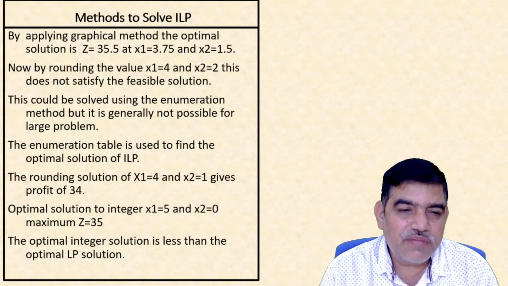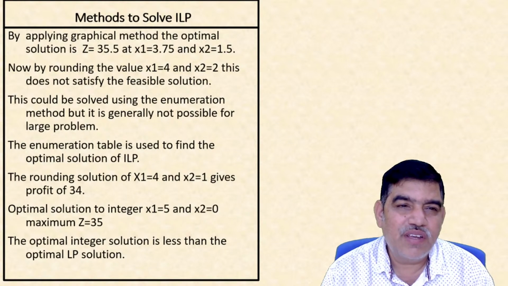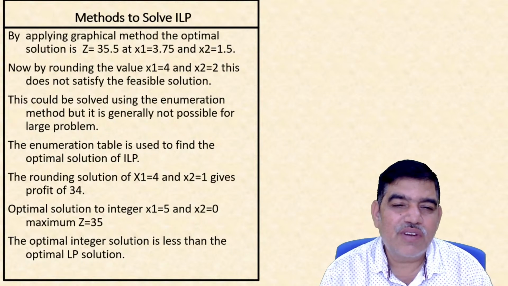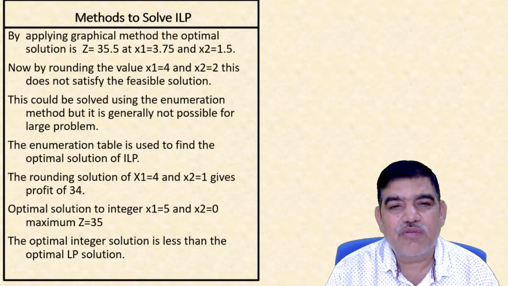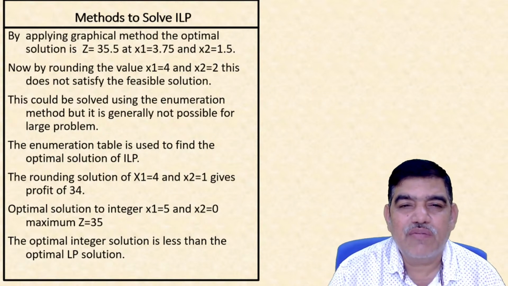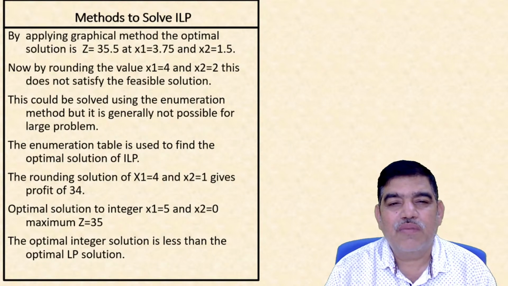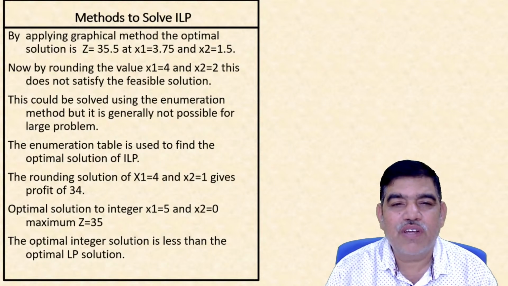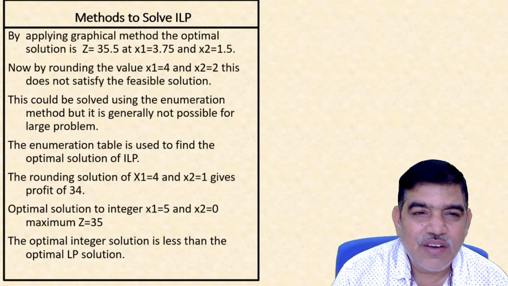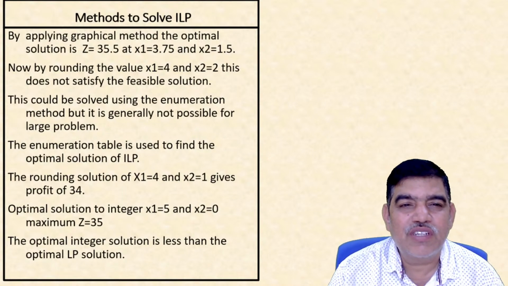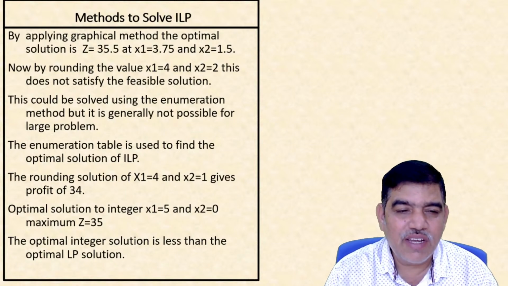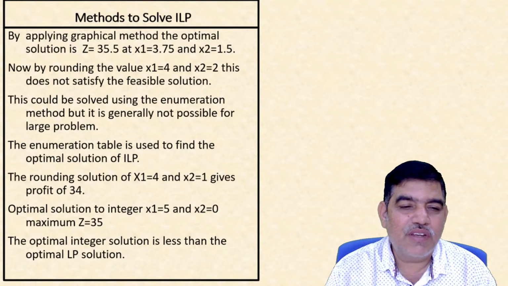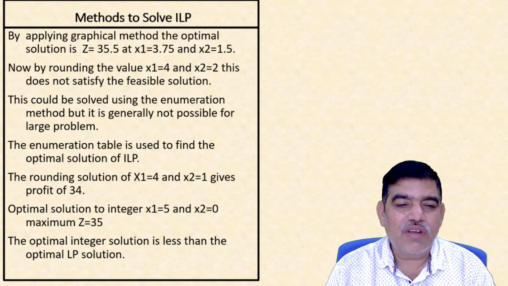The rounding solution. If I am rounding the solution, what is x1? 3.75 is nearest to 4. So if I round the solution, x1 equal to 4 and x2 equal to 1, because x2 is 1.5. So I downsize the value of x2, that is 1, and upsize in the case of x1, because it is 3.75, so x1 is 4. Then what do we get? We get the profit equal to 34.